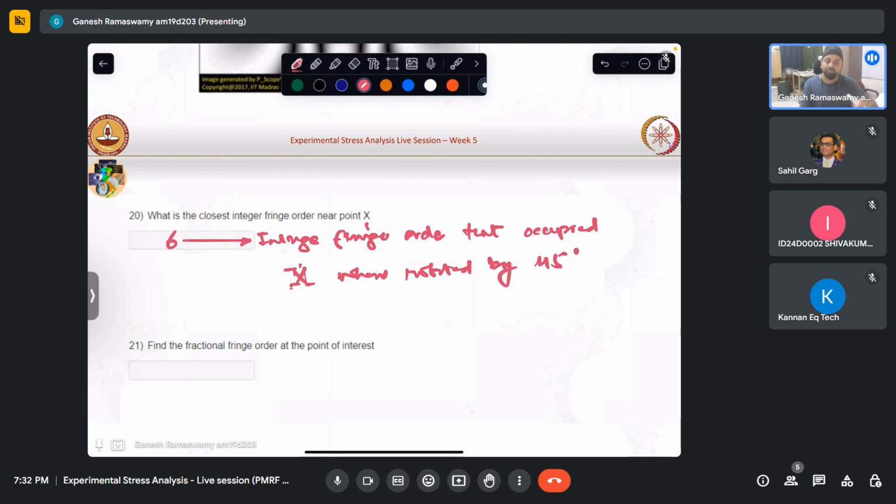Let us say if we were to rotate in the opposite direction by 135 degrees, what would have happened? The fringe order 5 would have gone there. So which one is it close to? Is it close to 6 or 5? This is 5, this is 6 essentially. So the fringe order is somewhere between these two. When they rotated by 45 degrees, it reached this. When I rotate by 135 degrees, it reaches that. So my fringe order is somewhere over here. So the closest integer fringe order to that is fringe order 6.